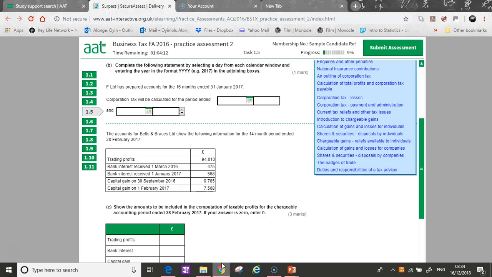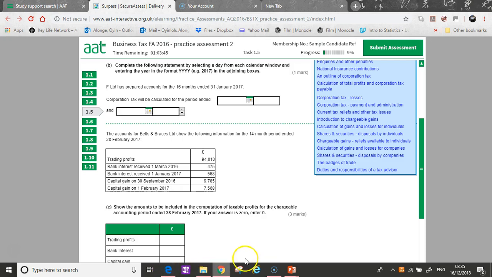So it says that the accounts for the 14, these are for the whole 14-month period. Show the amounts to be included for the computation of tax for the chargeable accounting period ending in the accounting period 28th of February 2017.